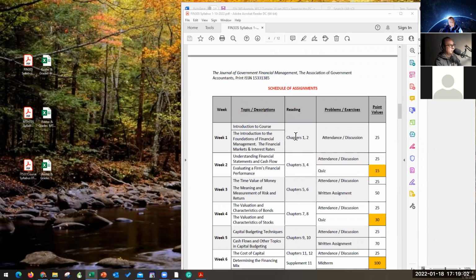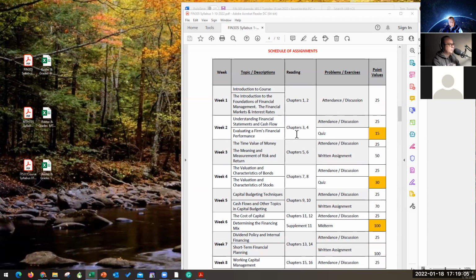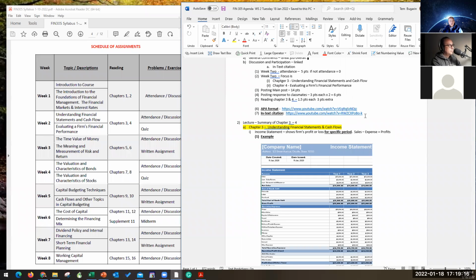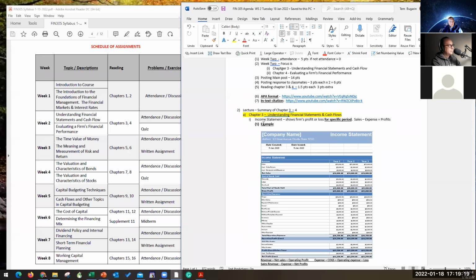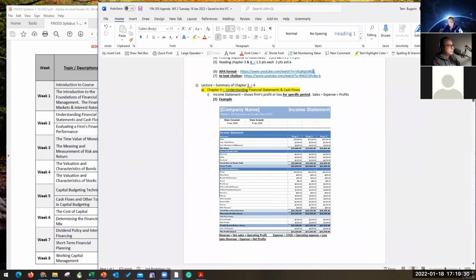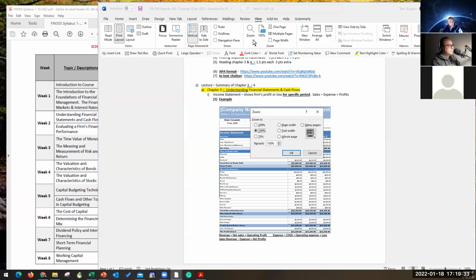Now, if you take a look at the syllabus, week 2 is chapters 3 and 4. So I'm focusing on chapters 3 and 4 today. All right. So I'm going to go right into chapter 3. Chapter 3 is understanding the financial statements and cash flows. First is the income statement. Now I'm going to increase the size of this so that everybody can see this. View, zoom, I'll make it 150%.